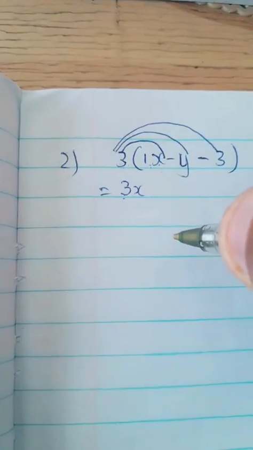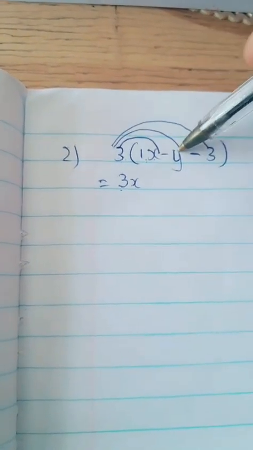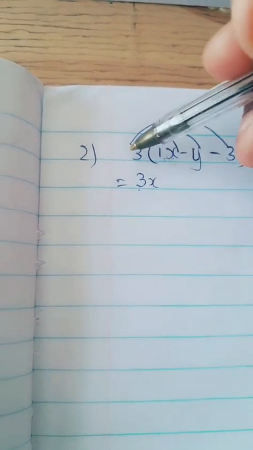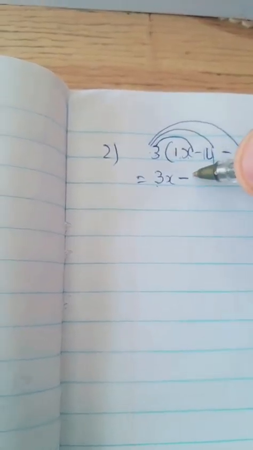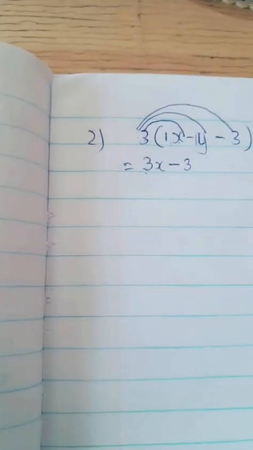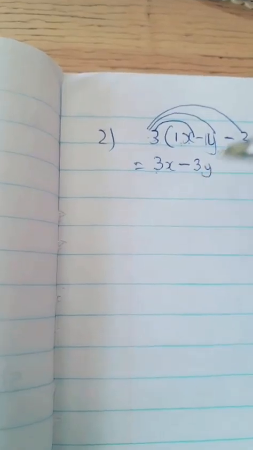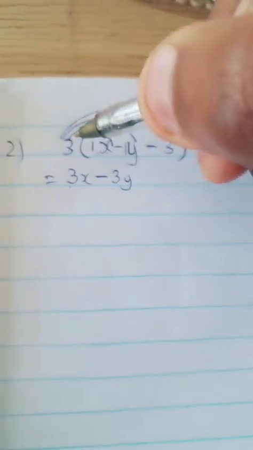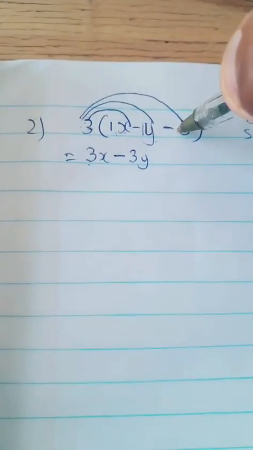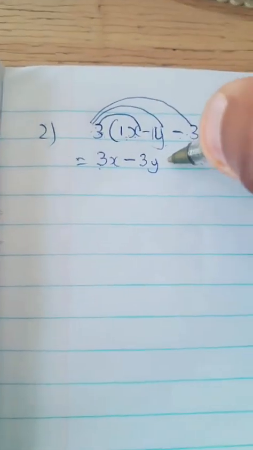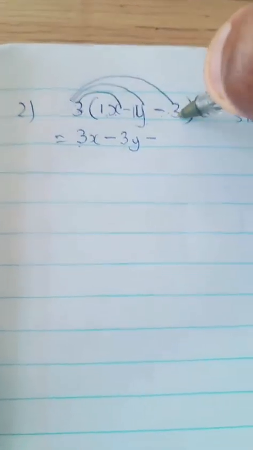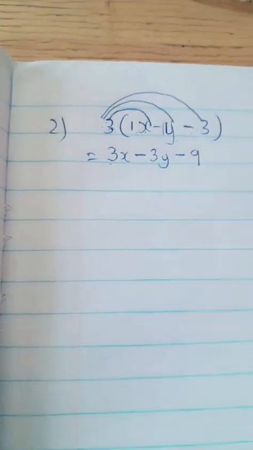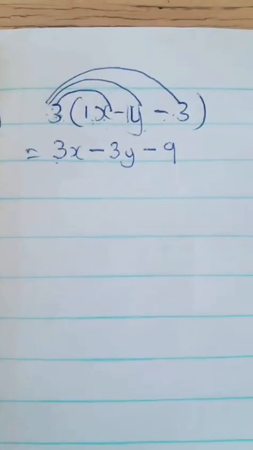That's our first term. Move on to 3 times negative y. We first multiply the signs. Positive times a negative, negative. Number, 3 times, there's a 1 here. 3 times 1 is 3. Then we follow it with the letter y. Y combined to the 3. Last one. 3 times a negative 3. Positive times a negative, negative. 3 times 3, 9. There is no letter, so we don't write any letter.